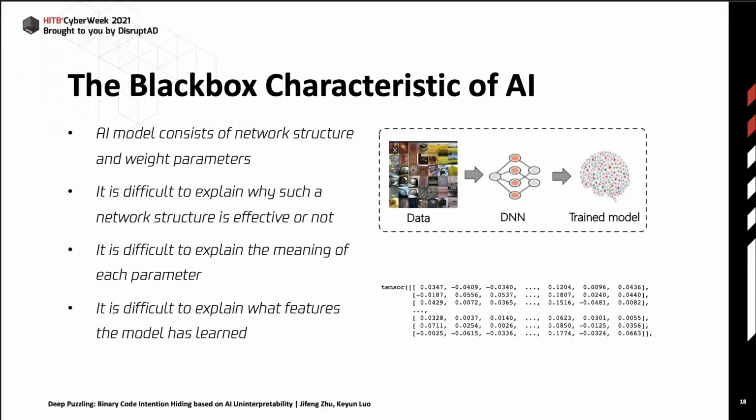Third, for the weight parameter, we cannot explain its meaning. We only know that after the transformation of these parameters, we can get the expected output. Fourth, it is usually difficult to explain which features of the original data the AI model has learned. We only know that it will calculate a reasonable output on similar datasets.